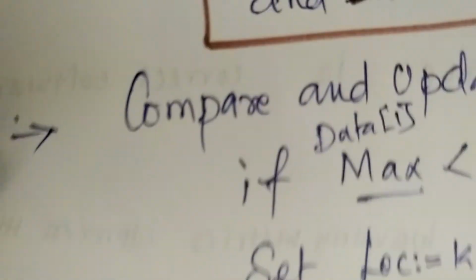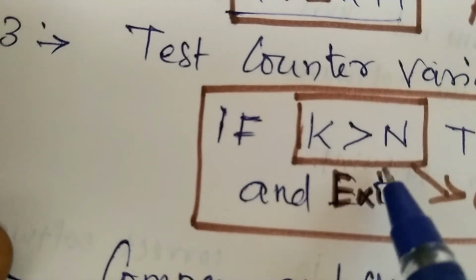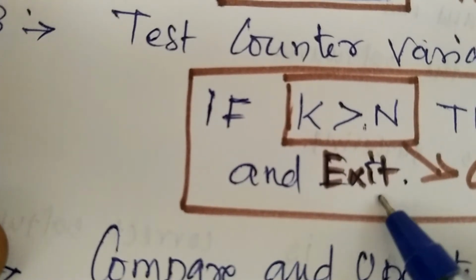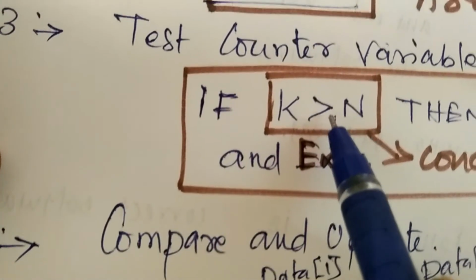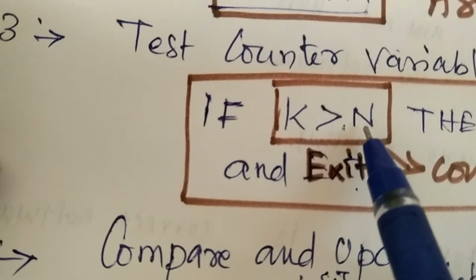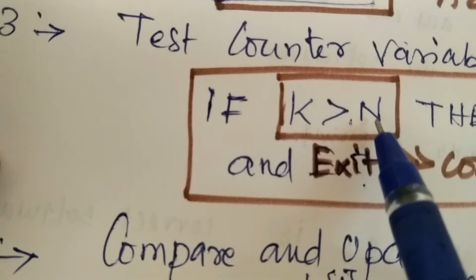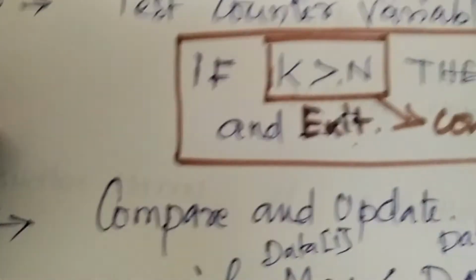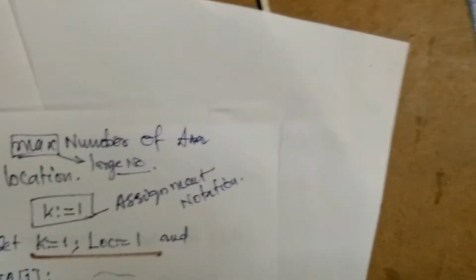The next step number 5, move to k is equal to k plus 1. So this is repeated up to this condition. So write the location, maximum and exit. Here step number 3 is the finalized one, if it reaches the maximum number of elements as an index value. So this is an example for the notations. These are simple algorithmic steps.